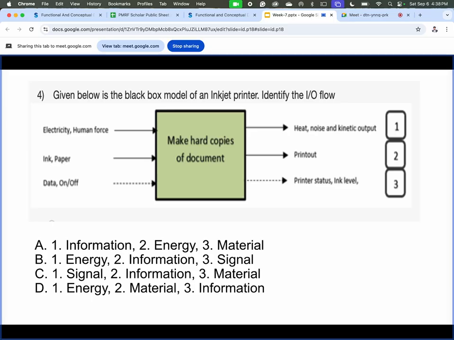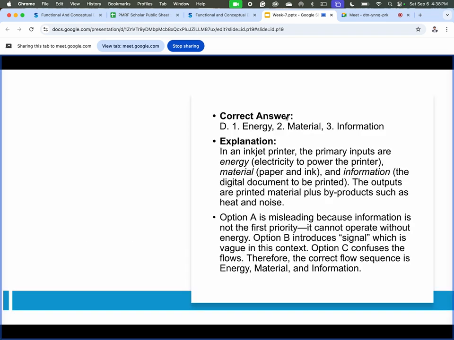Okay, so options that suggest only information or signals as a primary input are incomplete, since no device can work without energy and materials. Hence the correct sequence is energy, materials, and information. So option D is the right answer. Please go through this slide, pause your video, and then go through this slide. So the correct answer is D, energy, materials, and information.